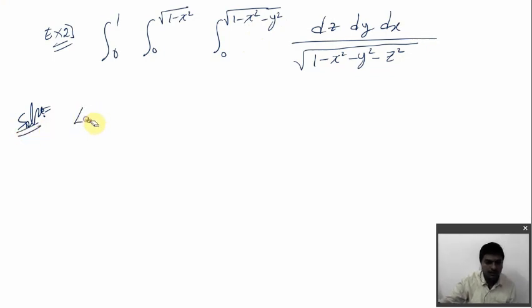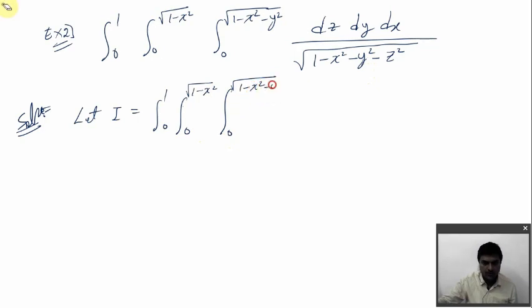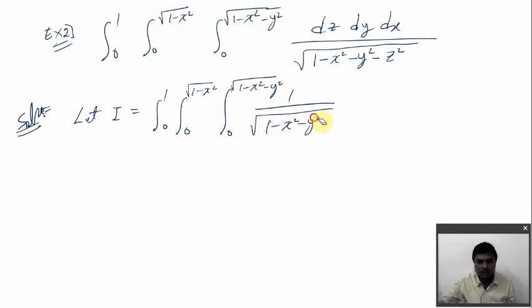Okay, so let us take the solution. Let I equal to integral 0 to 1. Okay, now first you have to simplify. So for our simplification, I remember the square root of a square minus z square. Is it clear? So I'll just take down this 1 minus x square, integration 0 to square root of 1 minus x square minus y square. This is going to give you, I'll just take this here, 1 divided by square root of 1 minus x square minus y square minus z square dz dy dx.